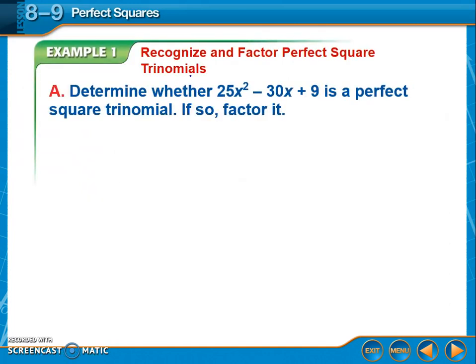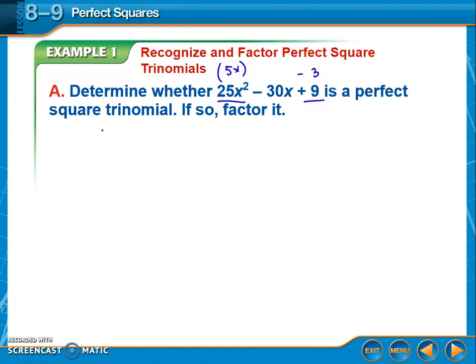I want to look at my first term and my last term. Are they perfect squares? Yes, because 25 is 5 squared, x squared is x squared, and 9 is 3 squared. So the square root of the first is 5x, and the square root of the last is 3. If I do 2 times this, do I get negative 30? I don't get negative 30, but I do get a positive, so this is going to be minus.